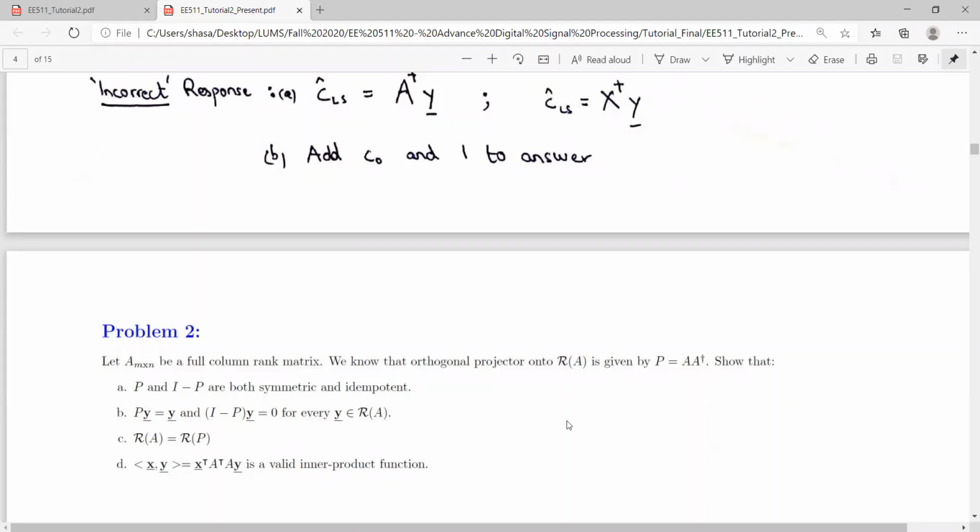Now we want to show that P and I minus P are both symmetric and idempotent. Symmetric means that the transpose of the matrix is equivalent to the matrix itself, and idempotent means that the square of a matrix is equivalent to the matrix itself. And we have seen that these are some properties of projection operators.